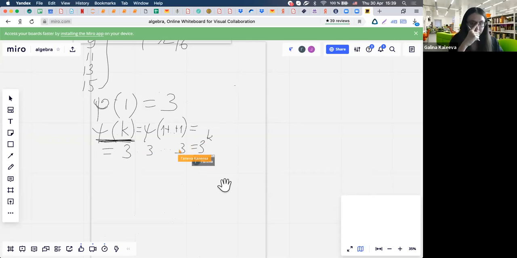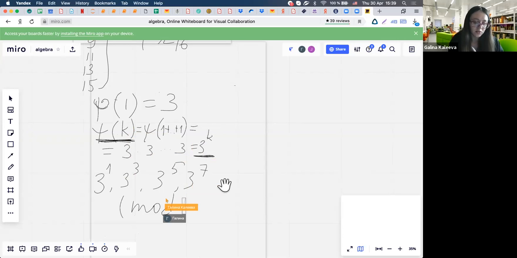And now we have to take all these elements, 3, 5, 7, all these generators of Z16, and find 3 to the first, third, fifth, seventh, etc. powers modulo 17. All of them modulo 17. And all these powers will be the generators of our multiplicative group. Is this explanation clear for you?